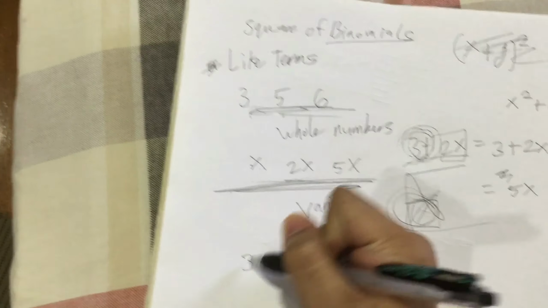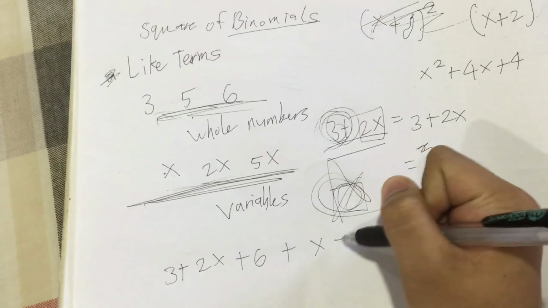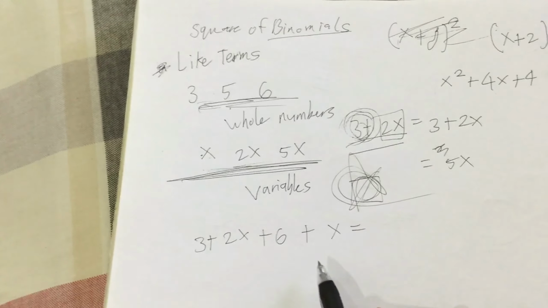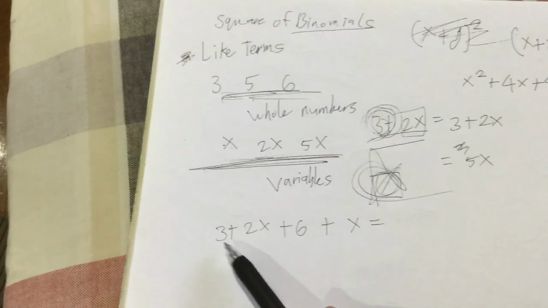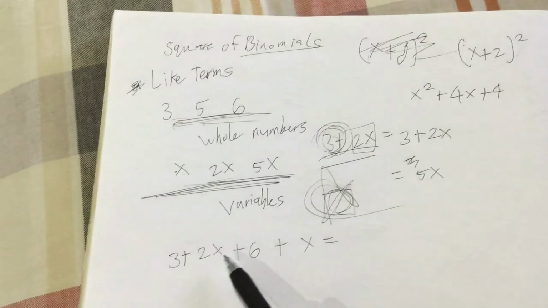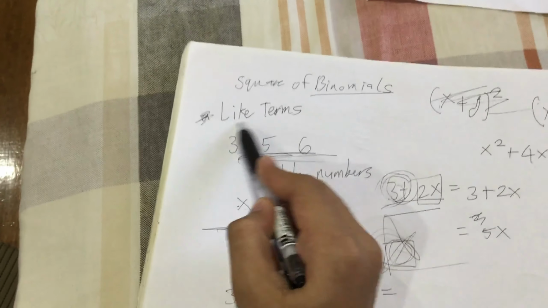But what if you say 3 plus 2x plus 6 plus x? Okay, you're like, oh, I know the answer, Professor Ray. The answer is still the same. The answer is 3 plus 2x plus 6 plus x. Wrong! It's wrong. Well, this is where we apply finding the like terms.